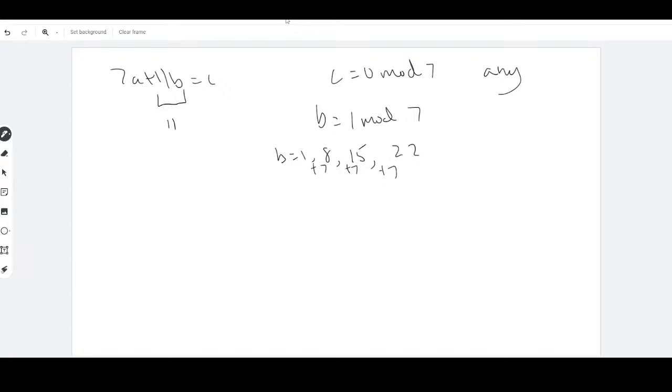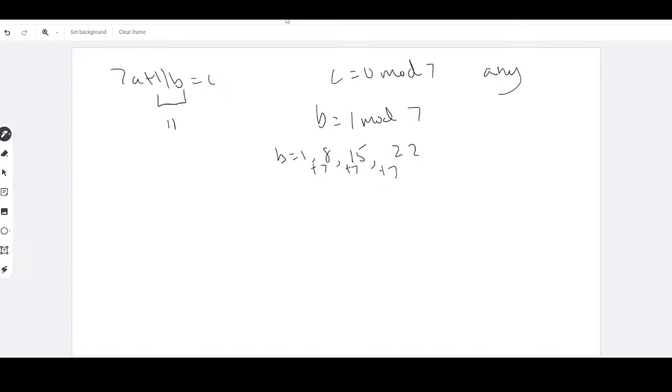As noted in the problem, the minimum value of b would have to be 1, so the minimum value of 11b is 11. And if we're taking b to be equal to 1, then we can get any solution for c equal to 4 mod 7.